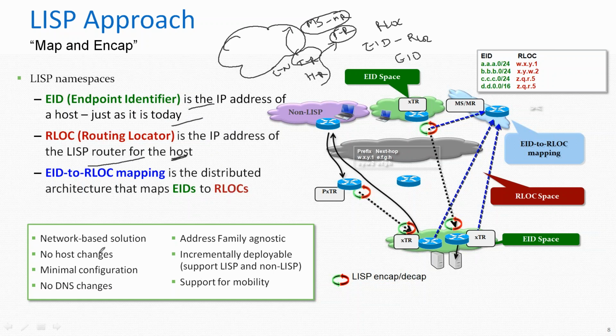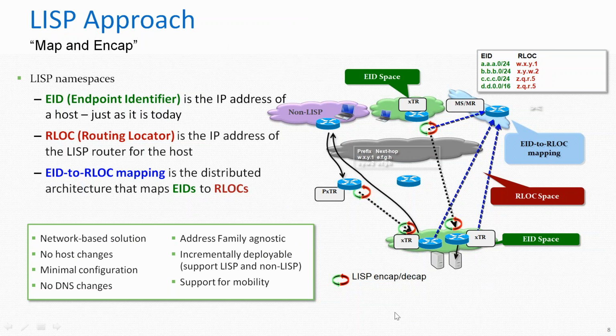Now if you do all these things, it will give you a network based solution: no host change, minimum configuration, no DNS change, address family agnostic, incrementally deployed, because you have a separate control plane. Your host can move, and because you are using Anycast gateway as well, the host can move without needing to change its default gateway. So you can give some mobility to your clients as well.